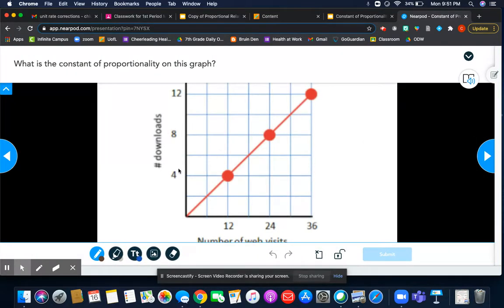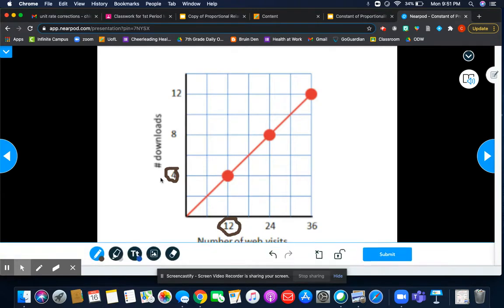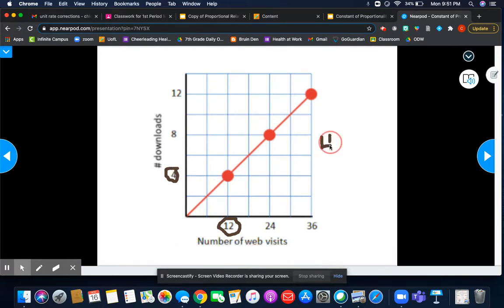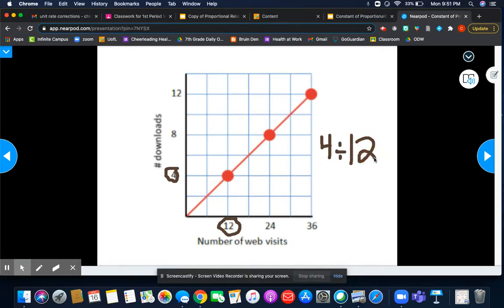Alright, on this graph, again, we are taking our y value divided by our x value. I saw a lot of misdividing on here. We want to do 4 divided by 12. We don't want to do 12 divided by 3 because that's x divided by y. It has to be y divided by x, and that gives us 0.33 repeating.